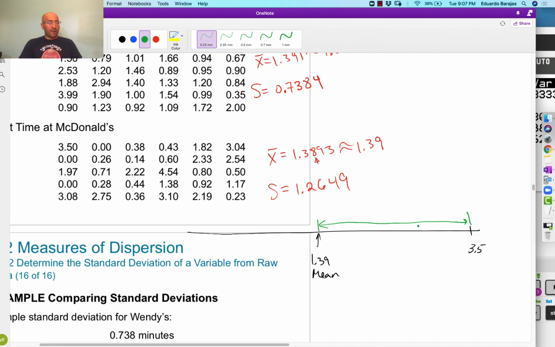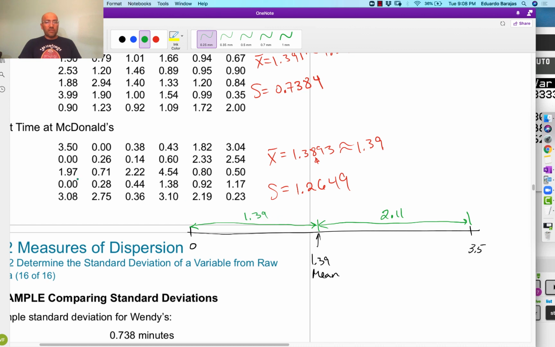So 3.5 minus 1.39, 3.5 minus 1.39, so that we get 2.11. Okay, the next number on my list here for McDonald's is way over here. It's a 0. So that's a 0. And again, we want to find the distance from 0 all the way to there. So then that'll be 1.39.